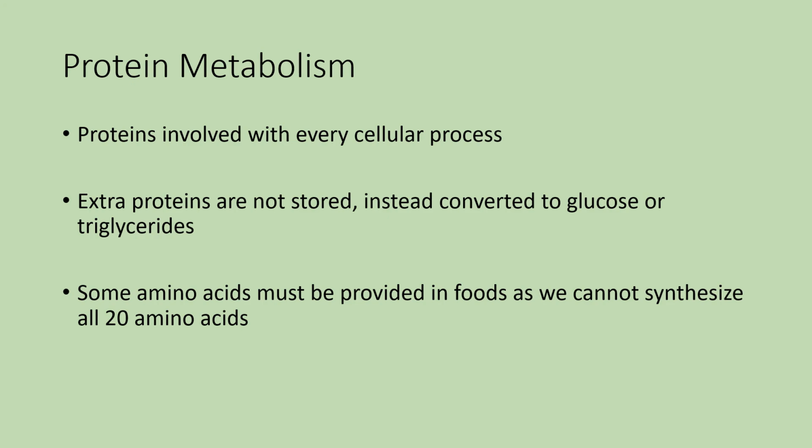And protein metabolism. Proteins, remember, are involved with every single cellular process that's occurring. And so there's lots of different types of proteins and lots of different types of functions. When you have extra proteins, though, they're not stored. Instead, they're usually converted to glucose or triglycerides. There are 20 amino acids. Remember, amino acids are the building blocks of proteins. Not all of them are ones we synthesize, so some of them we must get through our diet.